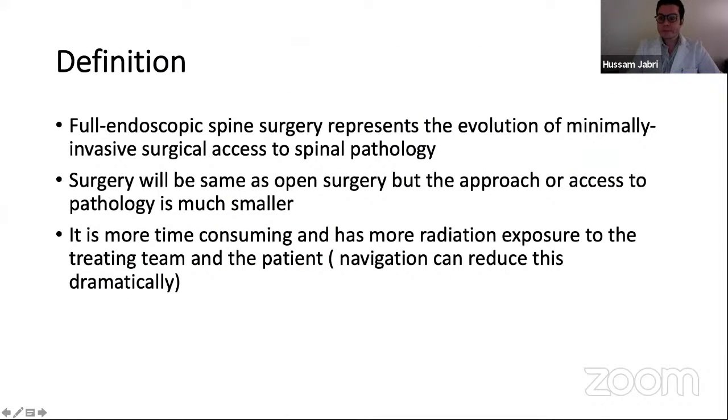Definition. Sorry, if you can minimize this. Full endoscopic spine surgery represents the evolution of minimally invasive spine surgery access to the spinal pathology. Surgery will be the same as open surgery, but the approach or access to the pathology is much smaller. It's more time consuming for the surgeon and has more radiation exposure, but this is to the benefit of patients, as we see in the coming studies. And this can be offset by navigation, which can reduce the radiation exposure dramatically.